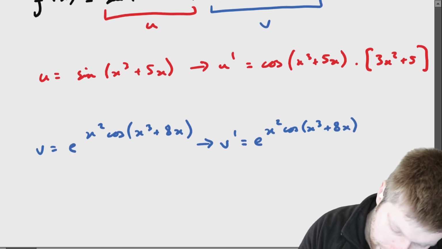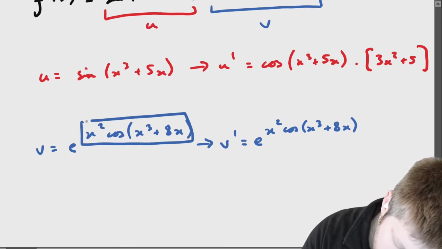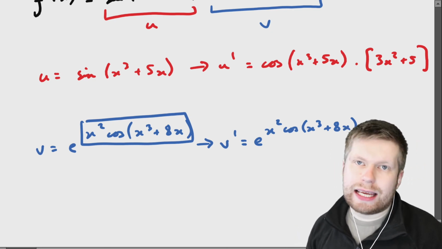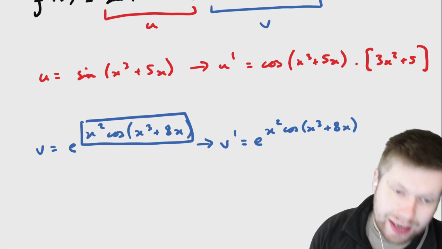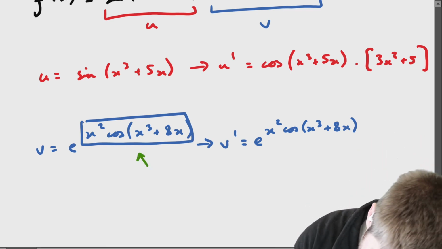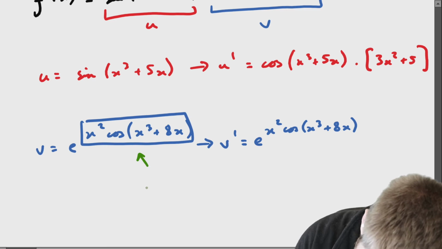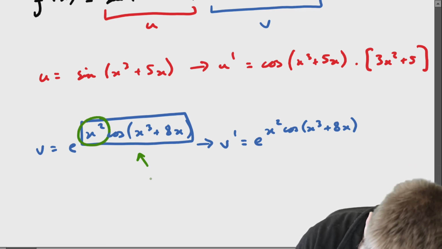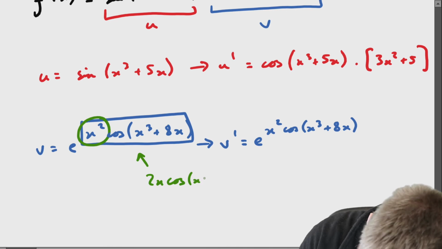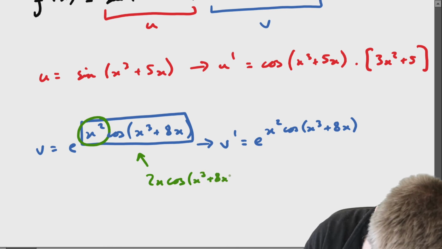Now have a look. I now need to find the derivative of x squared times by the cosine of x to the power 3 plus 8x. Well, that in itself is another product rule question. Okay, so if I just quickly find this, if I want to find the derivative of this, first of all I need to differentiate the first function, so 2x, leave the other function alone, so the cosine of x cubed plus 8x.